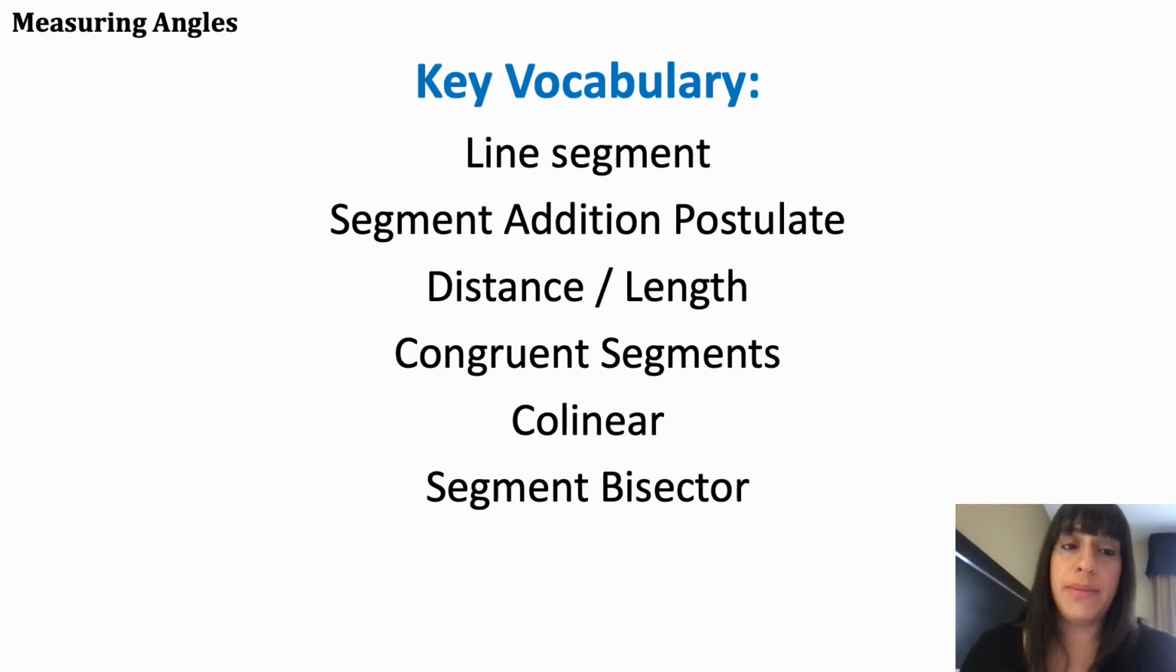Some key vocab. You've already learned what points, lines, planes, and rays are. Today we're going to be talking about line segments, which you learned a little bit already, but we're going to go into some more detail. We're going to talk about the segment addition postulate. We're going to talk about distance and length, congruent segments, which we'll get to tomorrow, collinear, which we'll get to as well tomorrow, and segment bisector, something that we'll get to in another lesson.